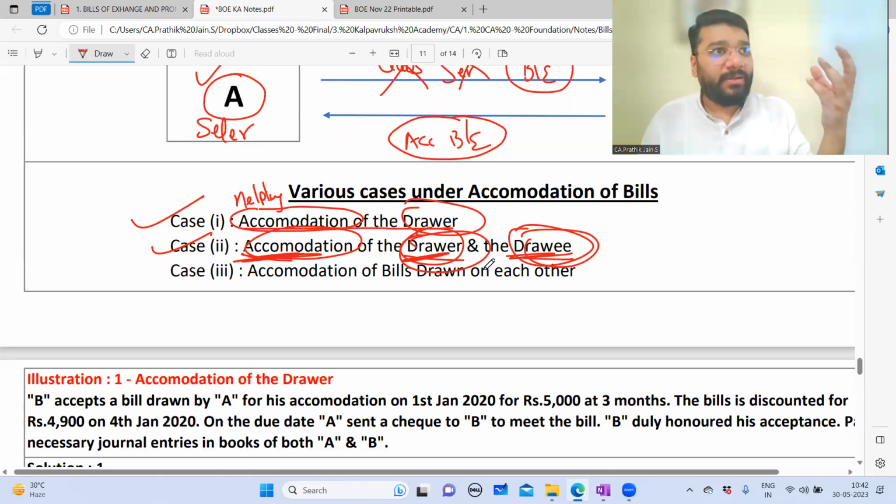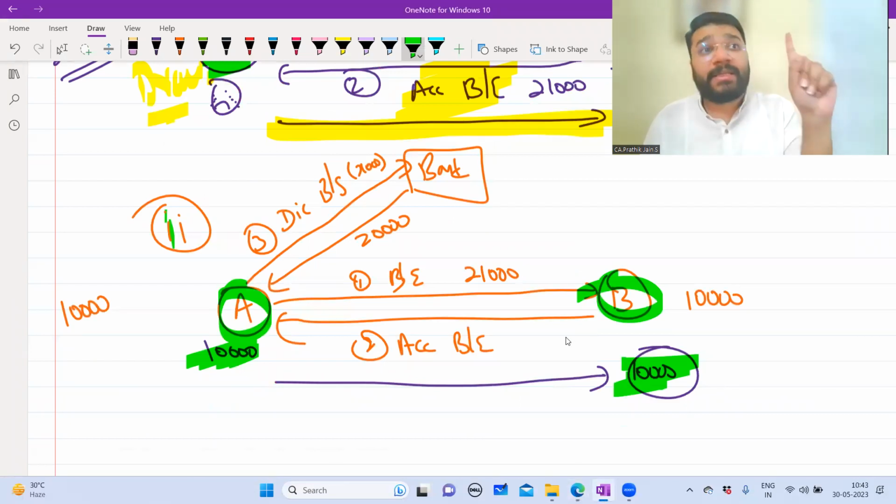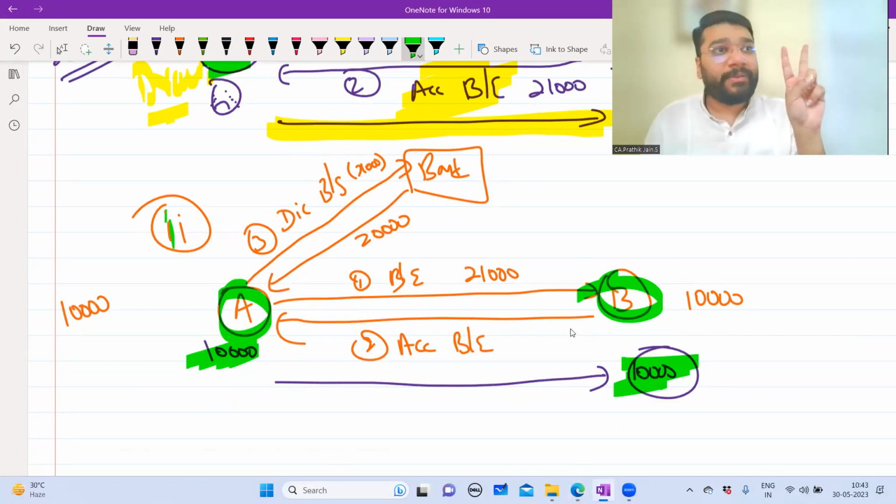Buyer is also helped, seller is also helped. I mean, buyer and seller will be wrong because here there are no goods and services exchanged. So here I would rather use the words drawer and drawee only. So in our example, A is the drawer, B is the drawee. So here one person is drawing the bill, but both are being helped.